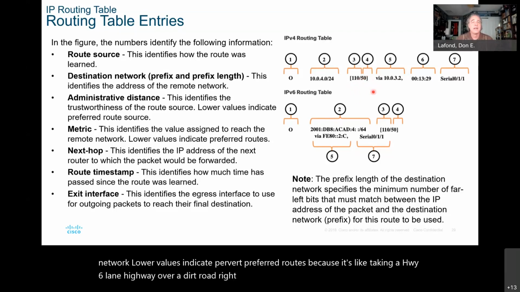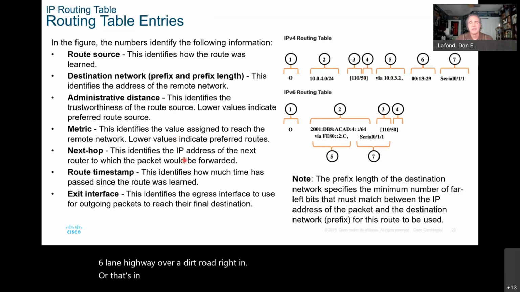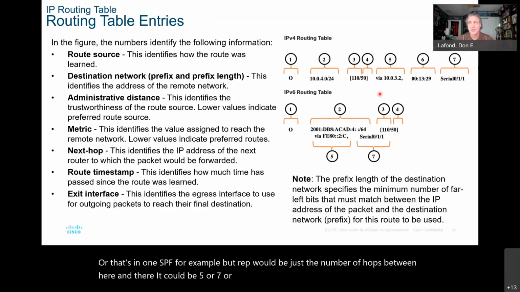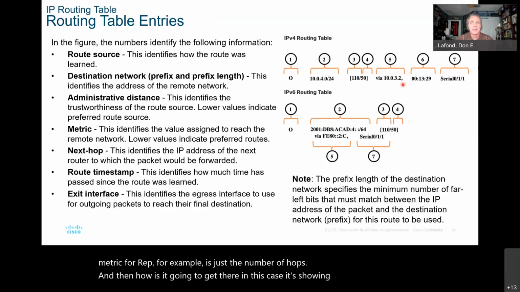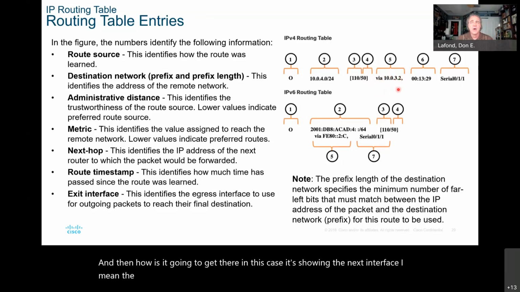Or that's in one OSPF, for example, but RIP would be just the number of hops between here and there. It could be 5 or 7 or 10 in my example a moment ago. So the metric for RIP, for example, is just the number of hops. And then how is it going to get there? In this case, it's showing the next interface, the next hop IP address, or it could show the exit interface, or it could show both.